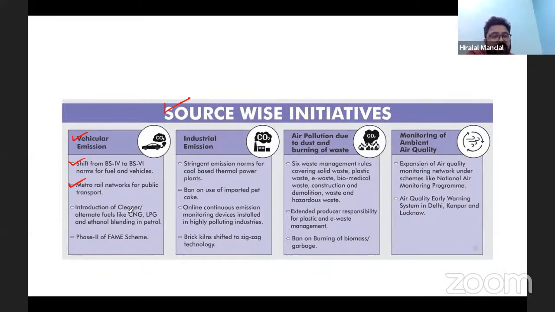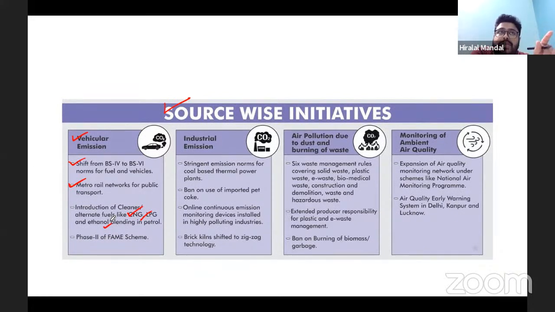At the same time, the promotion of CNG, LPG, and ethanol blending has also been done in the country. In fact, the government has targeted that by 2025, it will achieve 20% blending. In this year's budget also, it is expected that by 2022, India will be able to achieve 10% ethanol blending in oil.